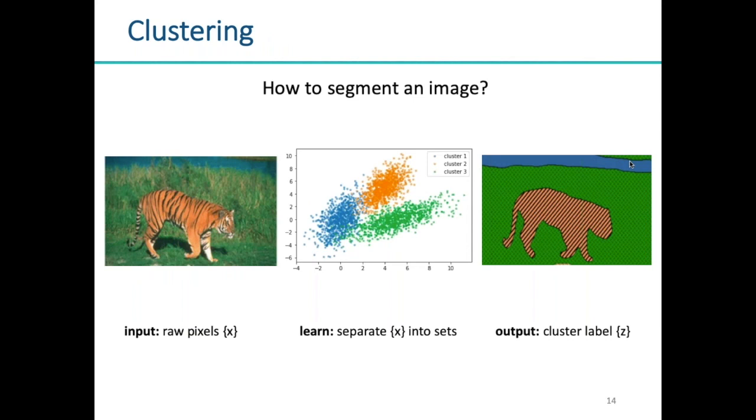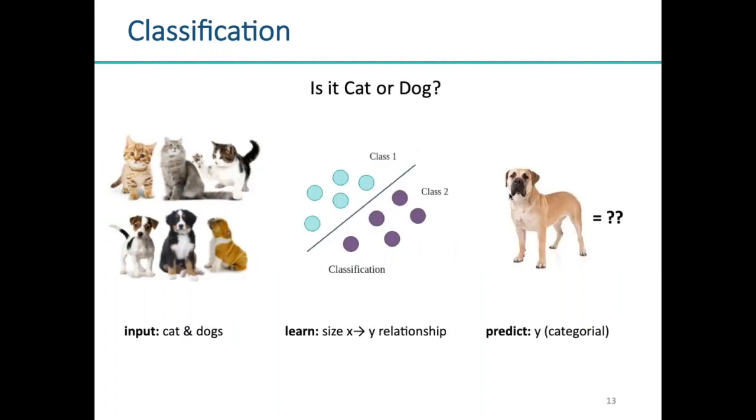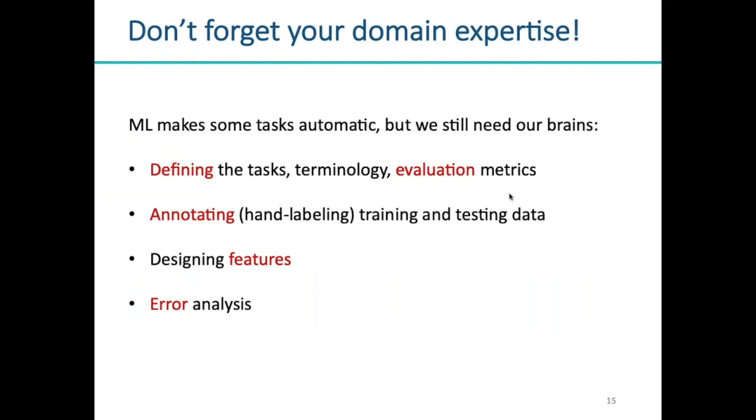The third problem is clustering. In clustering, we don't know how many classes or clusters we have. A simple example is image segmentation. You have an image and you want to segment this image into different non-homogeneous areas. As an input, you have raw pixels. You want to separate X into different clusters, and the output is a cluster label, for example Z, for each pixel. So the number of clusters is not defined in clustering tasks, but in classification, we know that we have two classes or any number of classes.